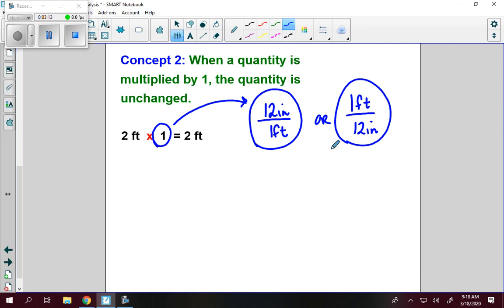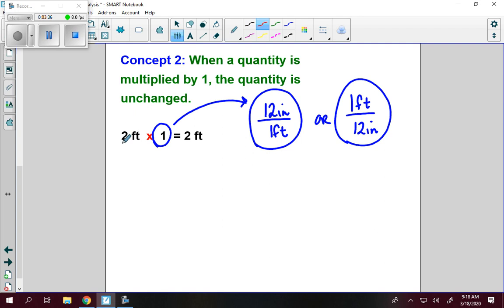The reason why it represents 1 is because if I told you that I stepped 12 inches, and I told you that I stepped 1 foot, I could tell you that I stepped the same distance. So therefore, you could replace those fractions with 12 inches over a foot or 1 foot over 12 inches. So this comes in handy when we're changing from one unit of measurement to another unit of measurement.